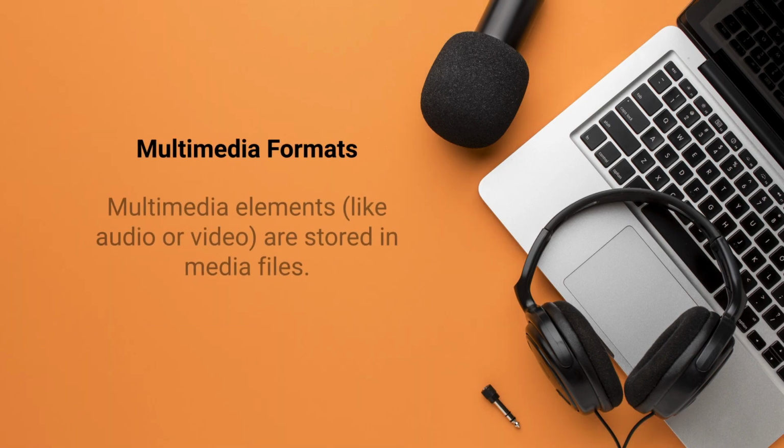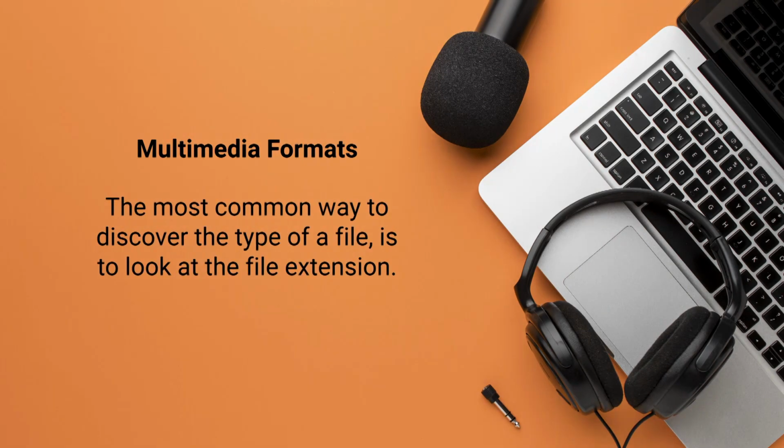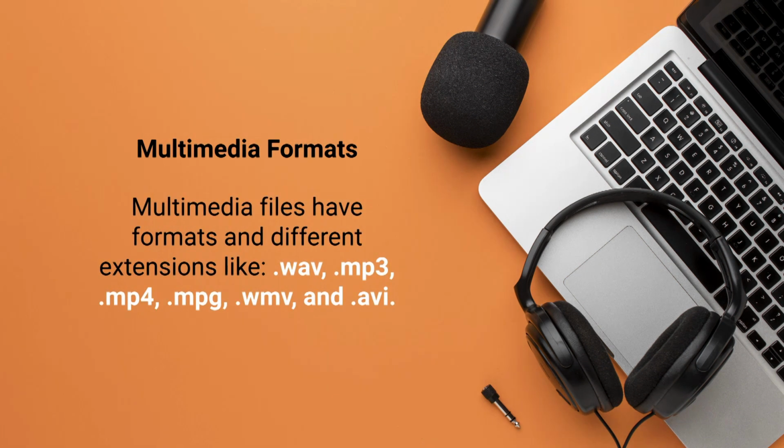Multimedia elements like audio or video are stored in media files. The most common way to discover the type of file is to look at the file extension. Multimedia files may have different formats and extensions, like .wav, .mp3, .mp4, .mpeg, .wmv and AVI files. AVI stands for Audio Video Interleave files.